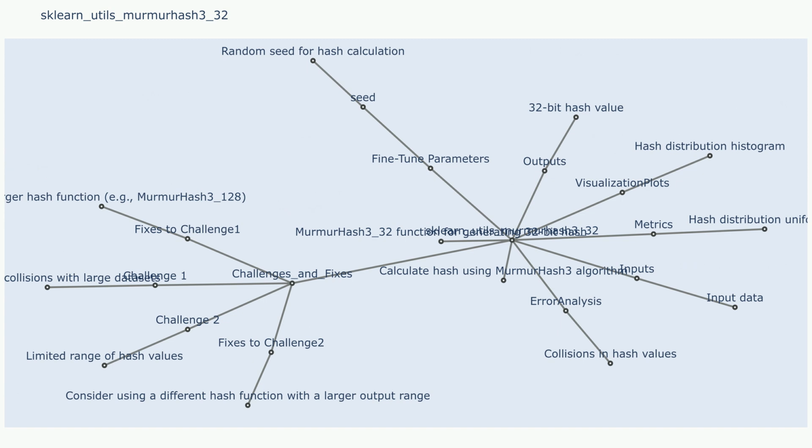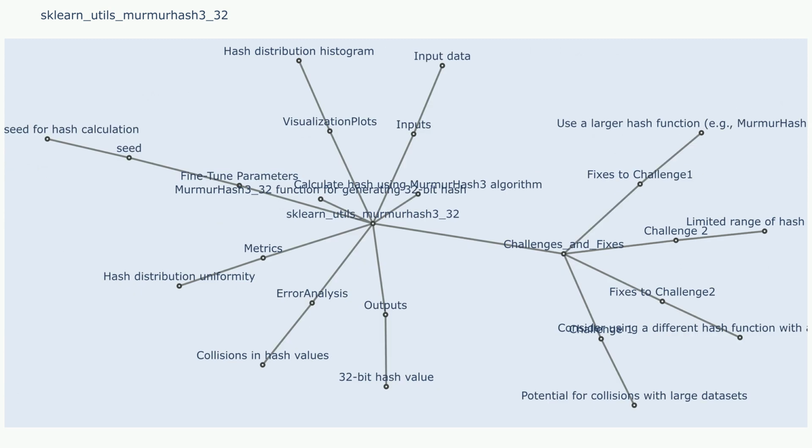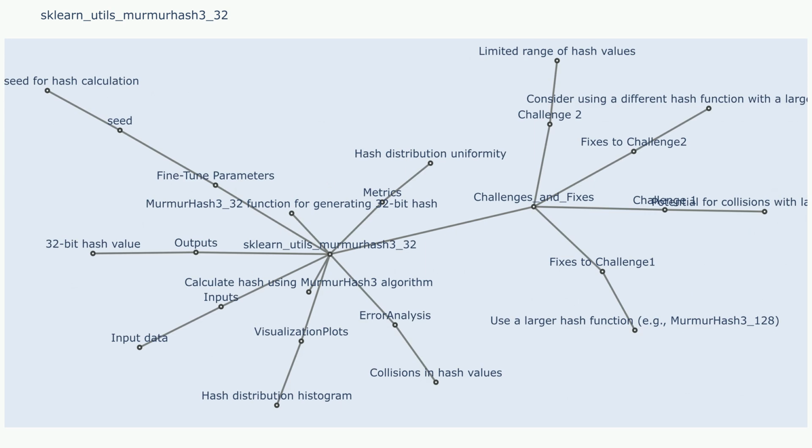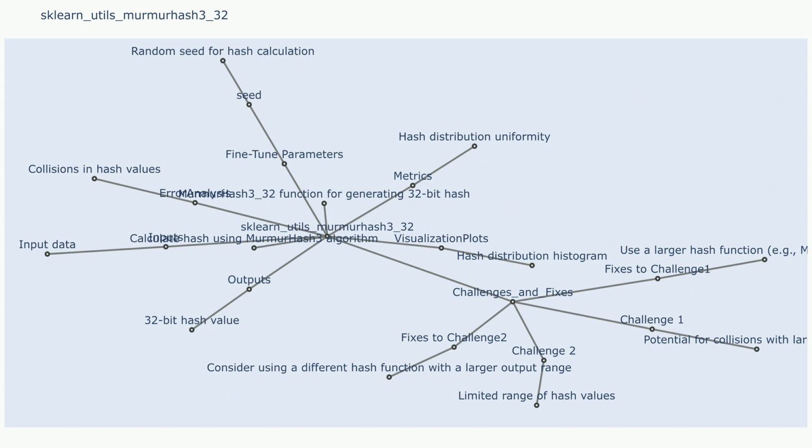Challenges and fixes. Challenge 1: collisions: it is possible for different inputs to generate the same hash value, though the probability is relatively low. Sample use case that resulted in challenge 1: two different strings, hello and world, might produce the same hash value. Fixes to challenge 1: use a stronger hash function like SHA-256 if a lower collision probability is needed for cryptographic purposes. However, this would be slower.